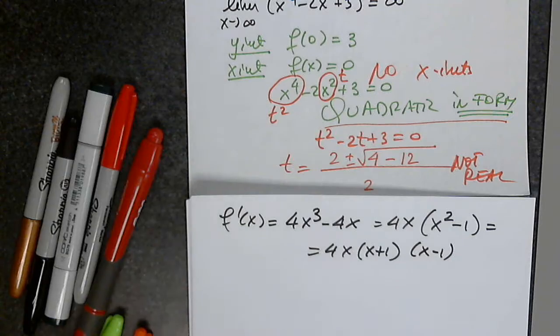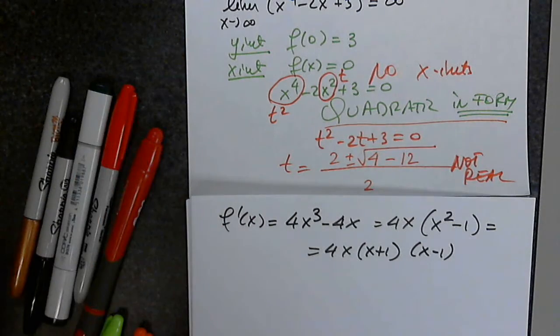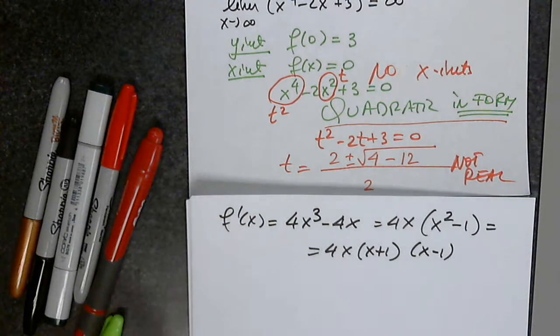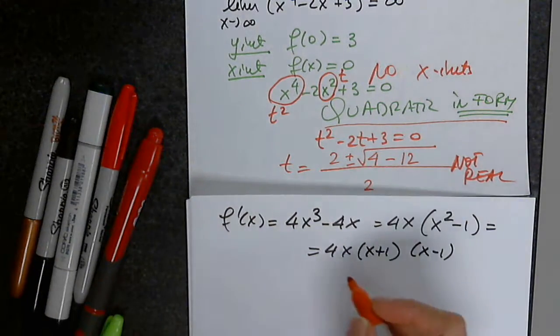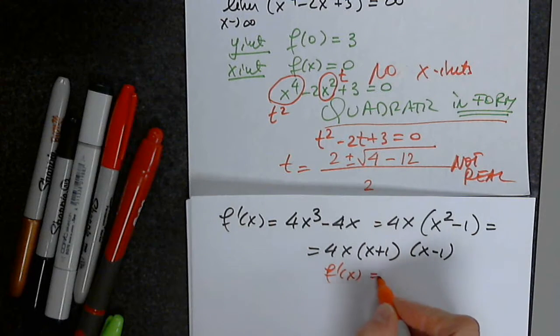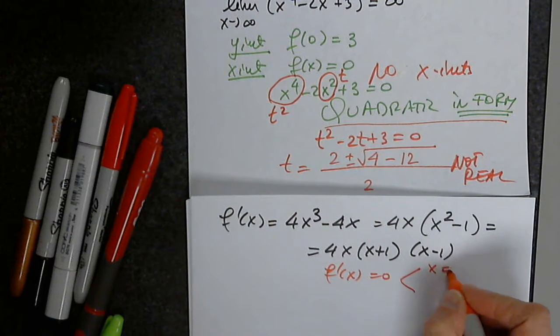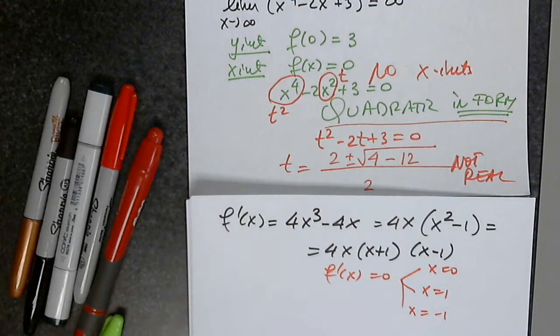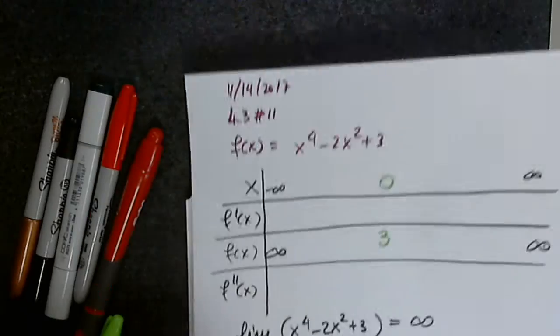There are no critical numbers coming from f prime being undefined because this polynomial is defined everywhere. Agreed? But there are 3 critical numbers, right? So if I set the first derivative equal to 0, I get x equals 0, x equals 1, x equals negative 1. Agreed? I go back to my chart.